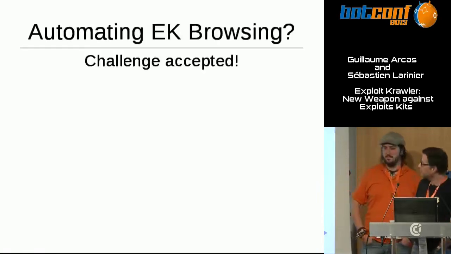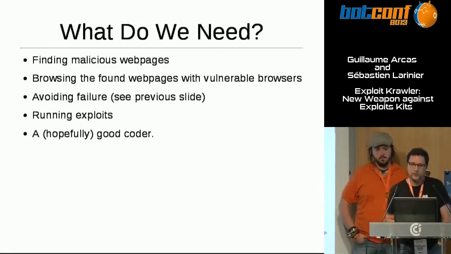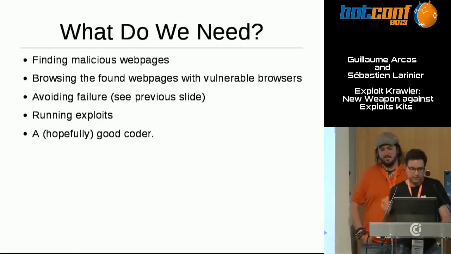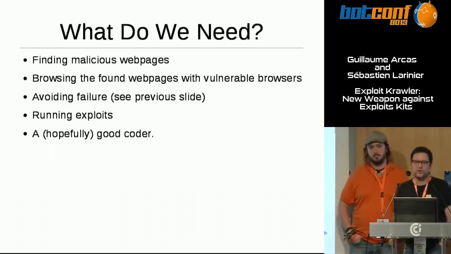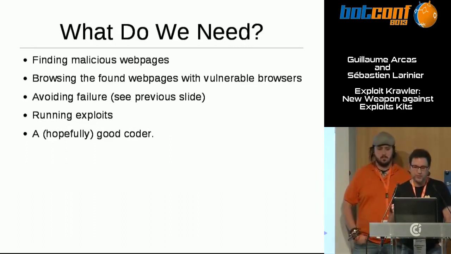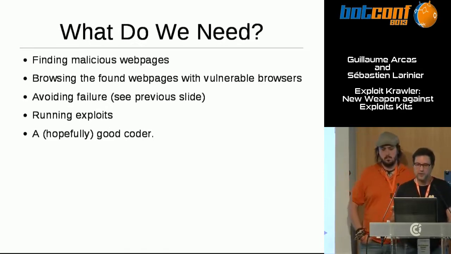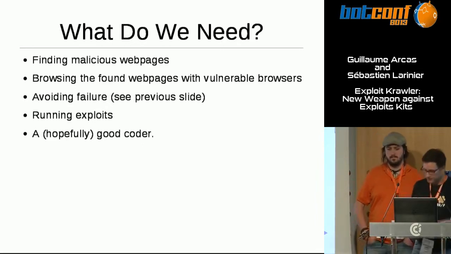That's where automating browsing came from. So what do we need to crawl automatically infected pages? We can just hire some students and pay them to click on every page they see, but we don't have money. So the simplest thing was to develop an automaton. So we have to find malicious web pages, browse these pages with vulnerable browsers, avoid the failures we saw previously, have the exploit running, and then hopefully get a good payload.